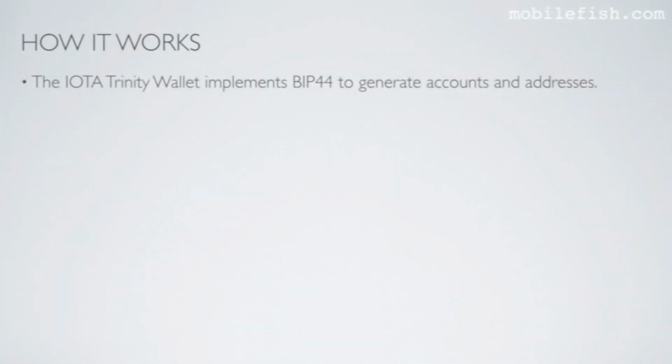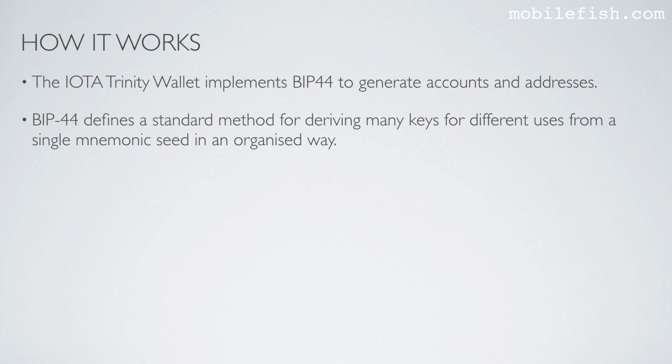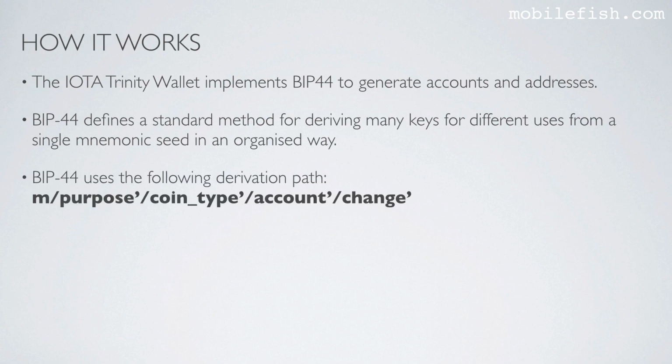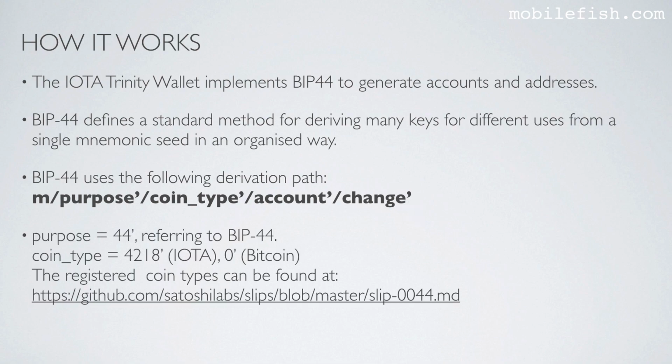The IOTA Trinity wallet implements BIP44 to generate accounts and addresses. BIP44 defines a standard method for deriving many keys for different users from a single mnemonic seed in an organized way. BIP44 uses the following derivation path: m/purpose prime/coin type prime/account prime/change prime. The purpose is 44 prime, referring to BIP44. The coin type is 4218 prime, which refers to IOTA, and 0 prime refers to Bitcoin.